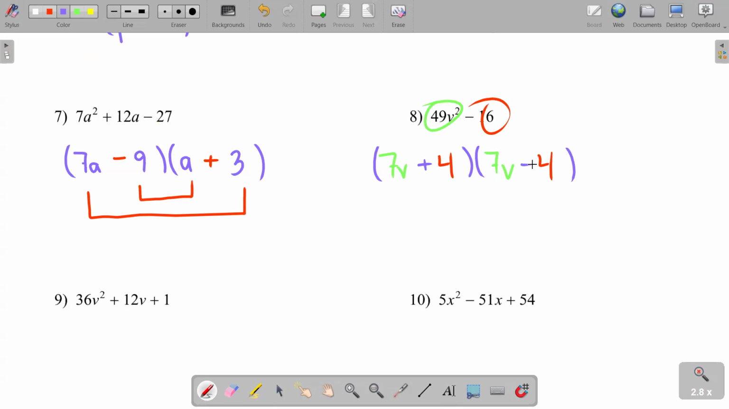I have seen people, not usually at the algebra 2 level, try to write this as like 7v plus 4 squared. That makes me want to consider another career choice. That's a complete and utter lack of understanding of what's going on. You cannot use exponents for this because, of course, they're not the same. So that is what you get. Final answer. Okay.